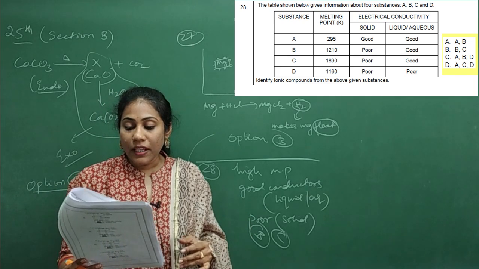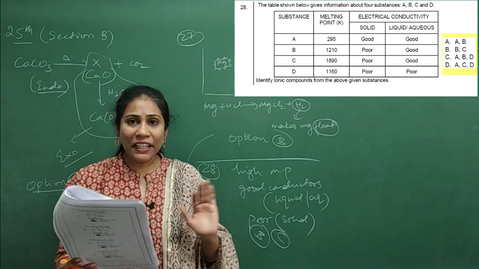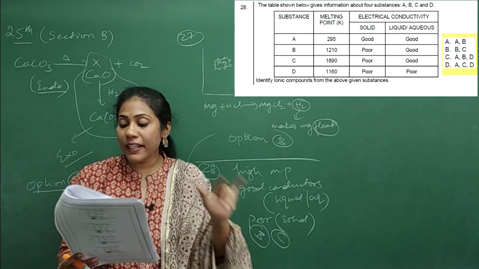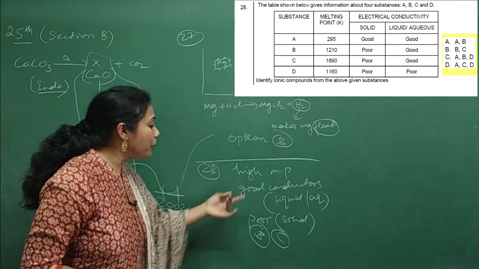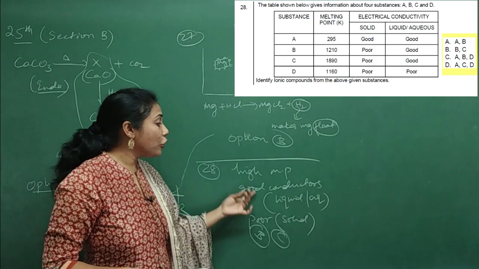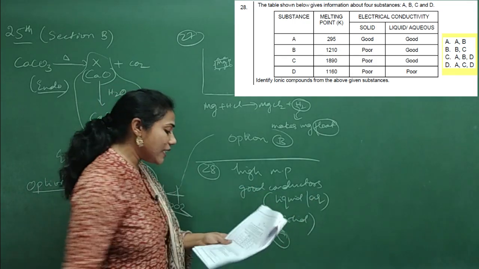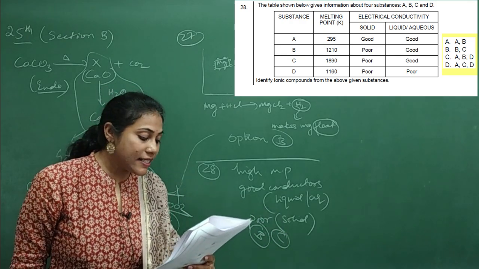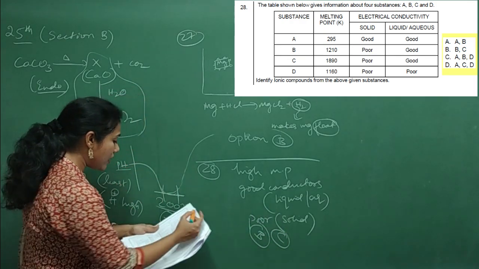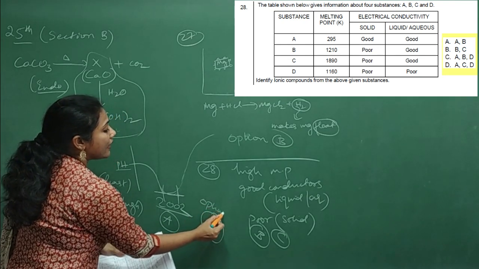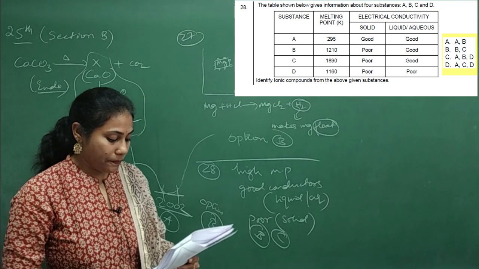Whereas D, melting point is generally high, okay. But you see the electrical conductivity, poor in solid state and poor in liquid state. Actually, poor should be in solid state, good must be in liquid or aqueous state. So B is an ionic compound, C is an ionic compound. So where are B and C mentioned? It was mentioned in option B. So option B is the correct answer for the 28th question.